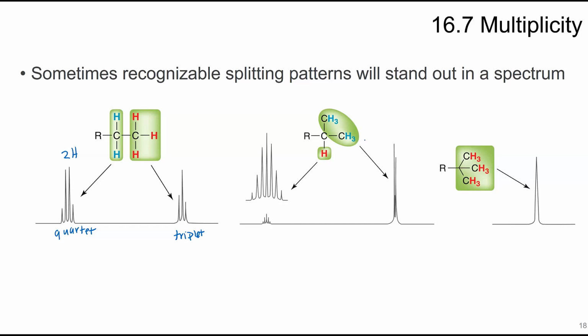If you have this isopropyl group, where it looks like R like this, you'll see one H septet, and then you'll have a 6H doublet. And then we saw this one earlier: this one is the 9H singlet. So if you see these patterns, that's going to give you a good hint about what is in your structure.